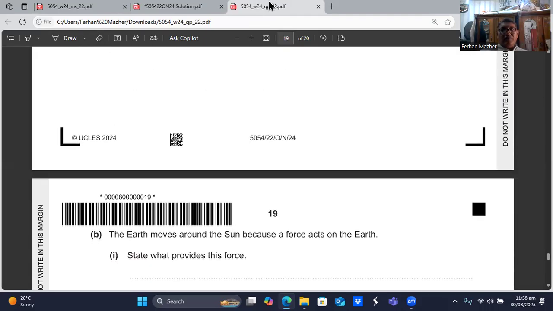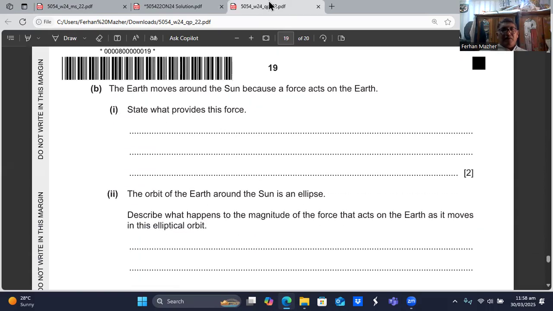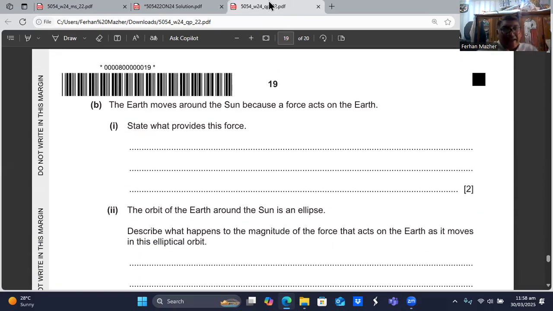So now we are moving to question number 9, and it's B part. The Earth moves around the sun because a force acts on the Earth. State what provides this force.